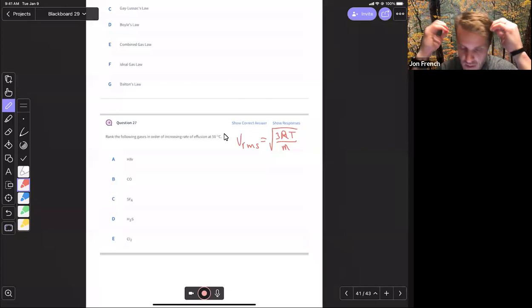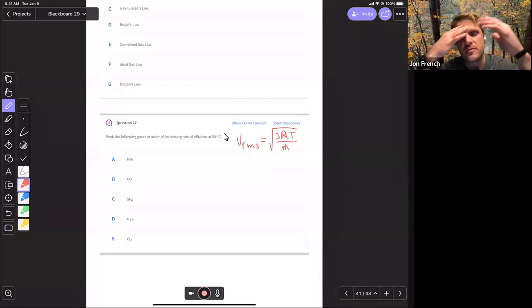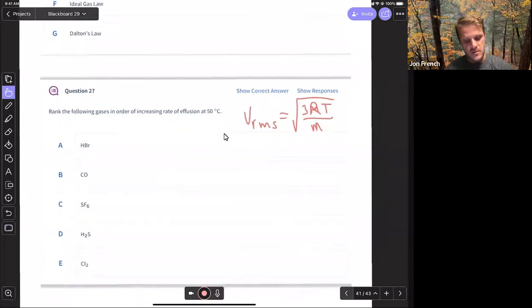The little microscopic openings in the polymer of the balloon. And so the faster the gas molecules are moving, right, the faster they're going to be able to escape, because they're going to have more collisions with that membrane, the balloon, basically. The slower gas molecules are moving, they're going to have fewer collisions. They're not going to escape as fast. They're not going to effuse as fast. So rank the following gases in order of increasing rate of effusion.